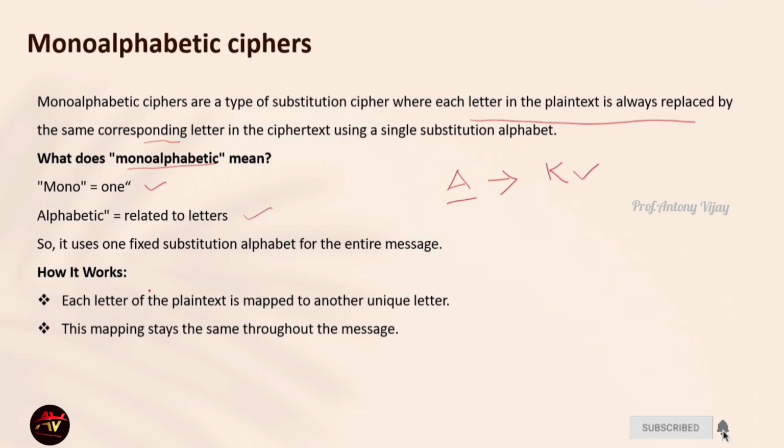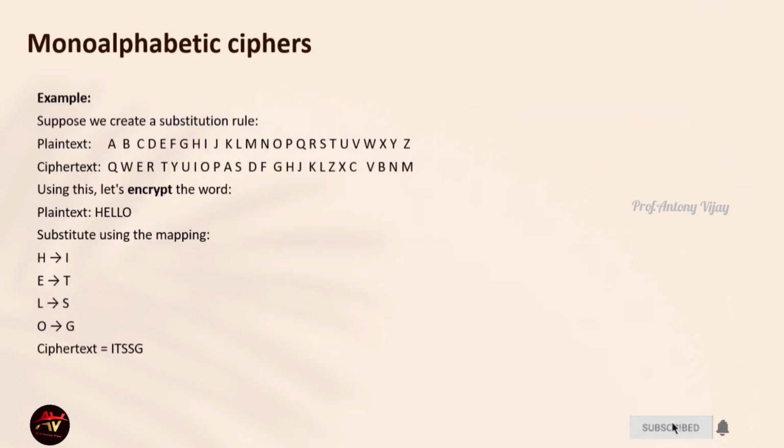Let's see how it is working. Each letter of the plain text is mapped to another unique letter. Unique letter is very important, and this mapping stays the same throughout the message. Let's have a look. Here we have a plain text and the ciphertext. The plain text is A to Z, and we are uniquely replacing A with Q. Wherever A comes, we have to use Q. Wherever K comes, we have to replace it with A.